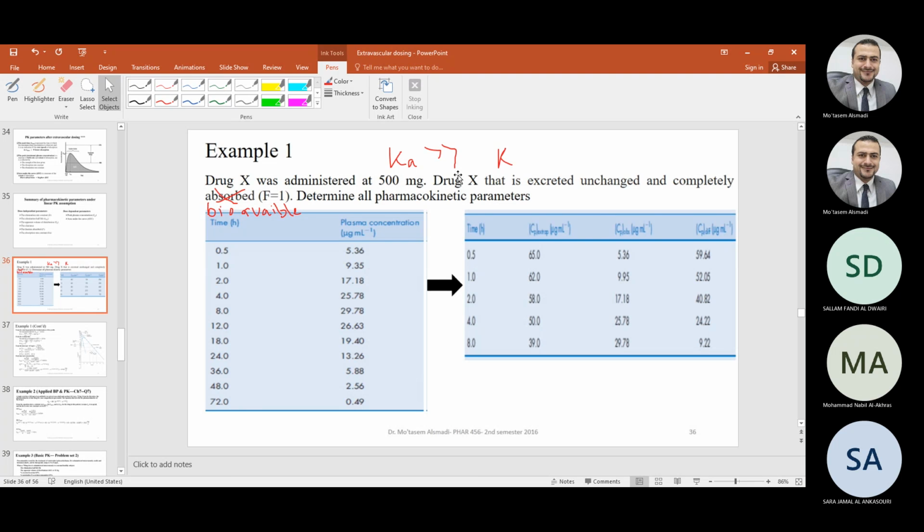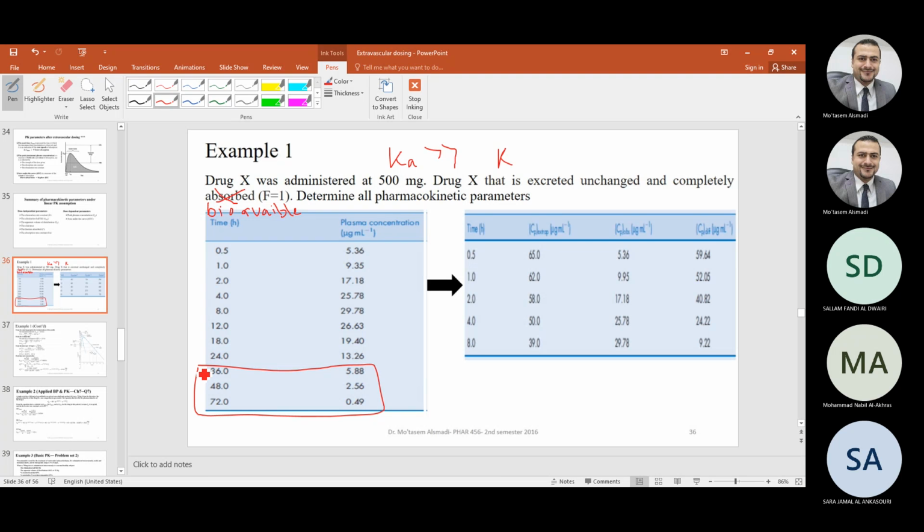So we do linear regression first on the elimination phase. As we mentioned before, at least we need to do it on 3 time points. Okay, we take the last 3 time points. We do linear regression of that. Do we do the linear regression of the data as is?